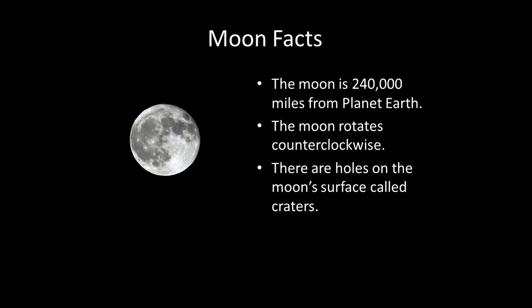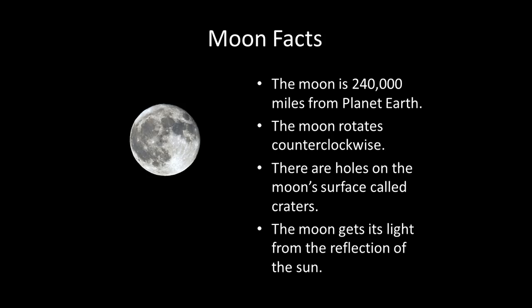There are holes in the surface of the moon. These are called craters. They kind of make it look like it has a face sometimes at night. If you're taking care of filling out your moon log and looking up at the sky at night, you might see those craters smiling back down at you. And the moon actually gets its light from the reflection of the sun. And that's what we'll talk mostly about today.